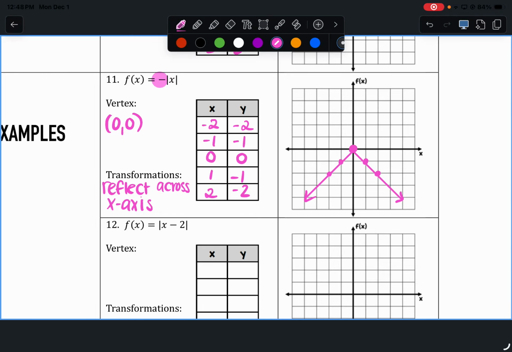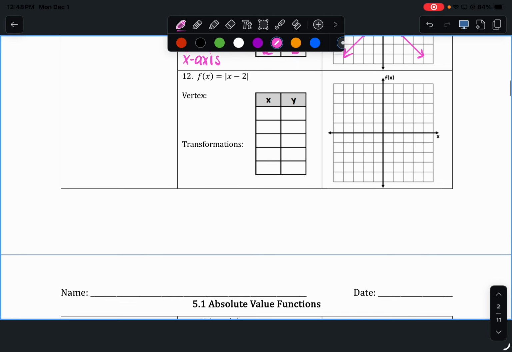All right, let's go ahead and do, we're going to actually stop there. Okay, we will pick up on number 12 tomorrow.